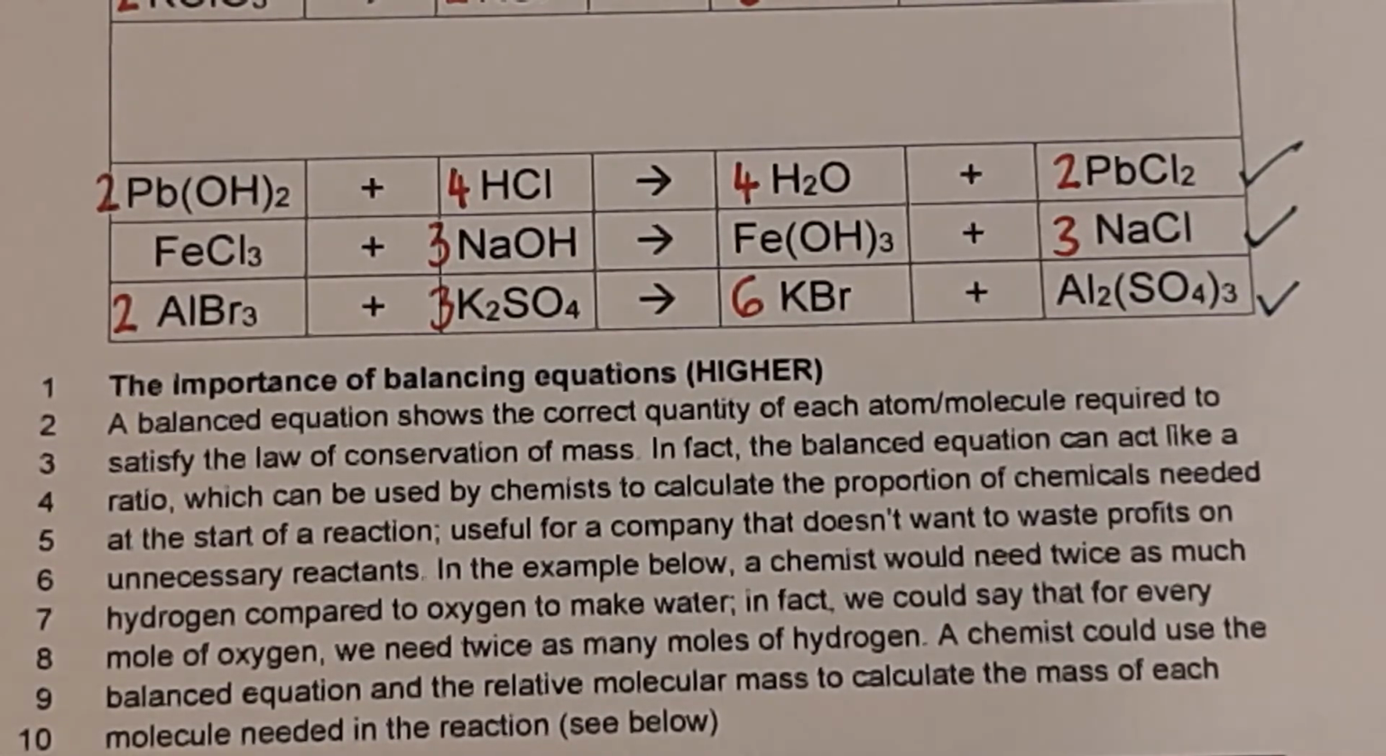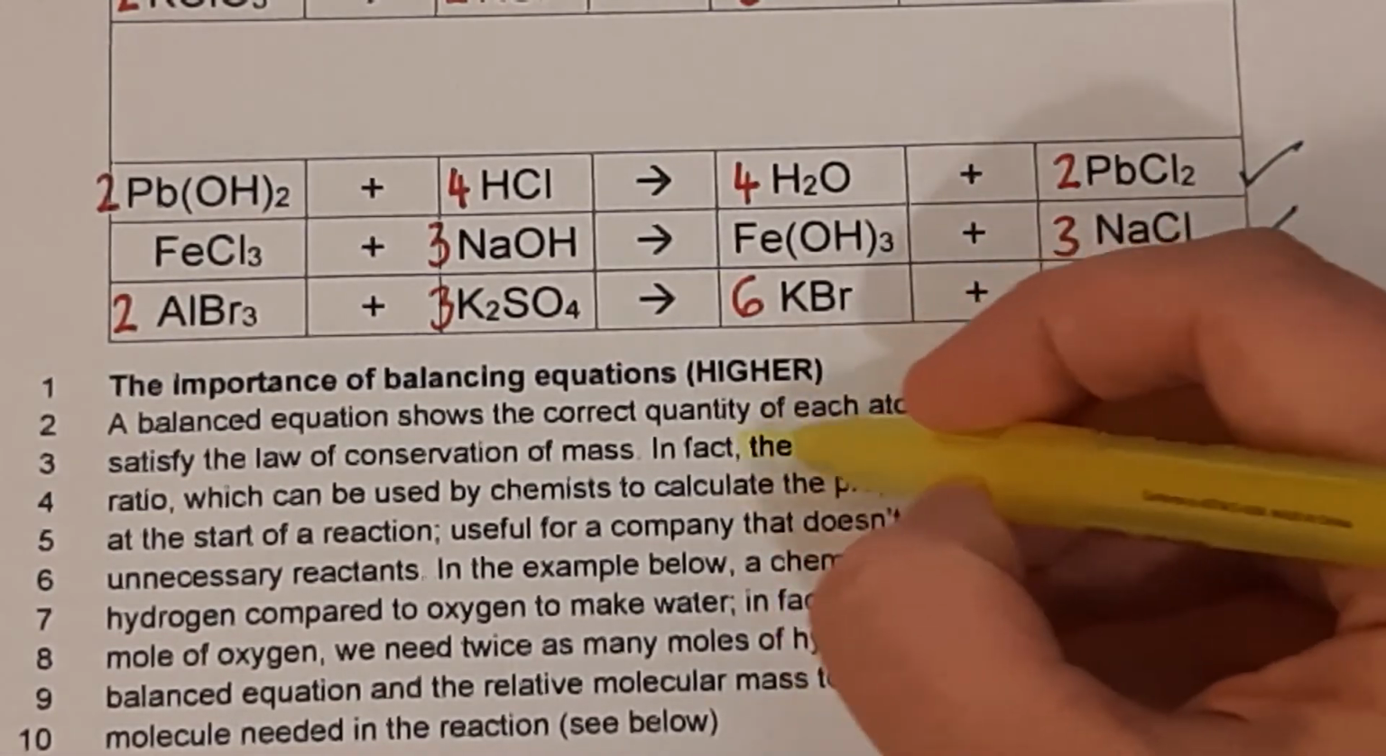So a balanced equation shows the correct quantity of each atom or molecule required to satisfy the law of conservation of mass. In fact, the balanced equation can act like a ratio which can be used by chemists to calculate the proportion of chemicals needed at the start of the reaction, which is very useful for a company that doesn't want to waste profits on unnecessary reactions.